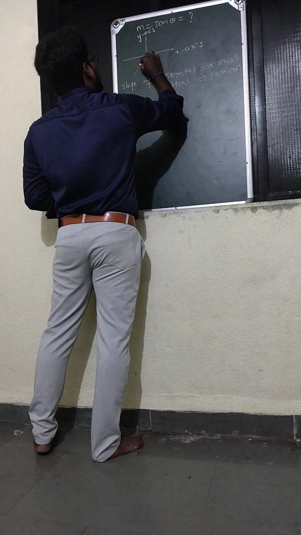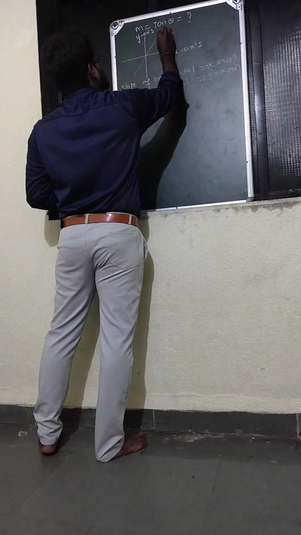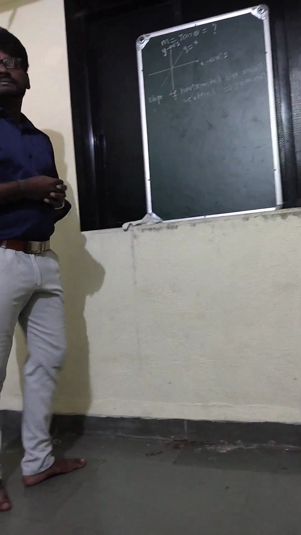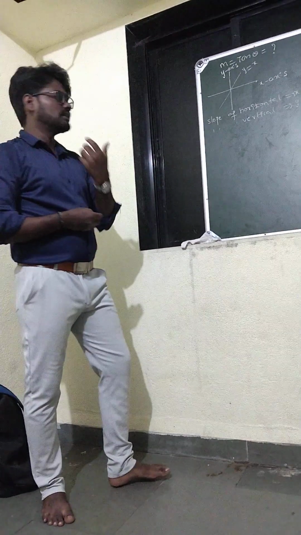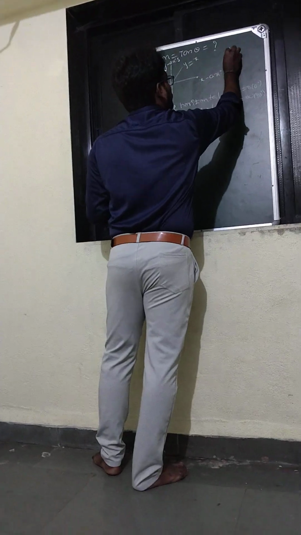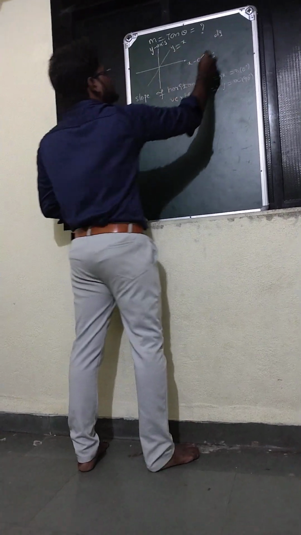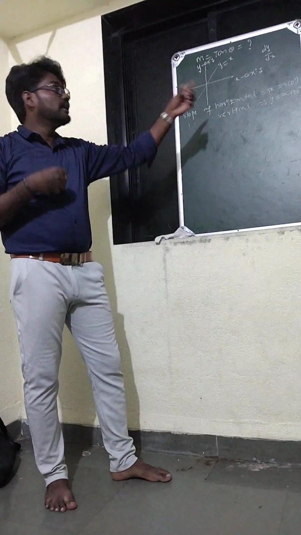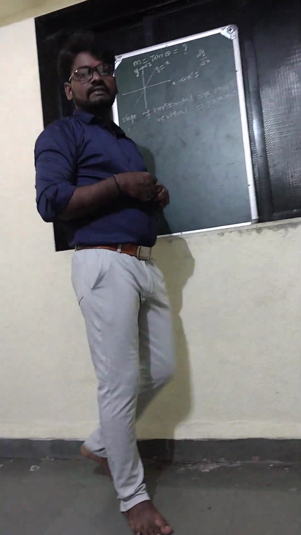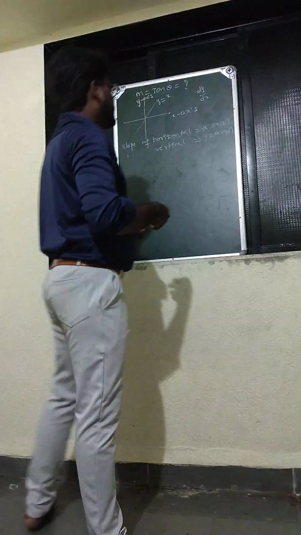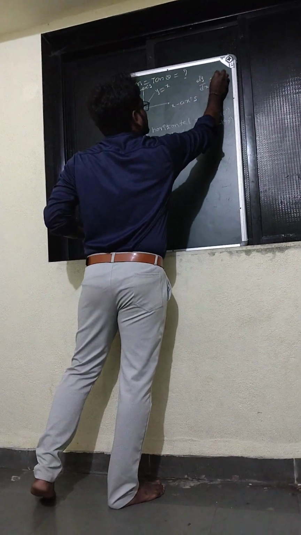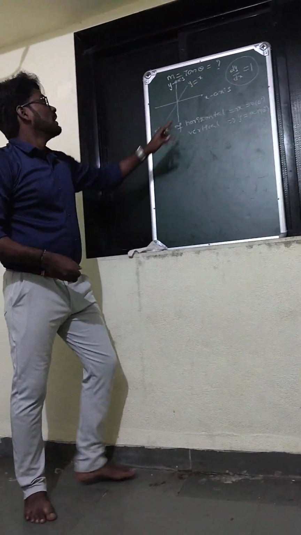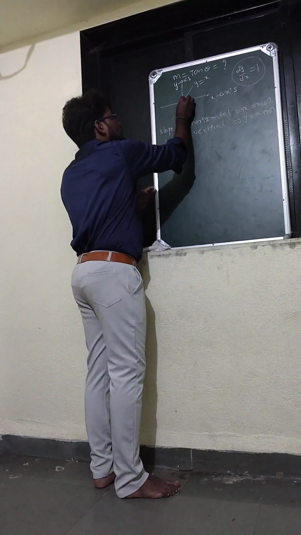And you draw another line. This line is y equals x. And you know rise over run: y is changed by dy and x is changed by dx. The derivative dy by dx equals 1. And this line bisects the angle.